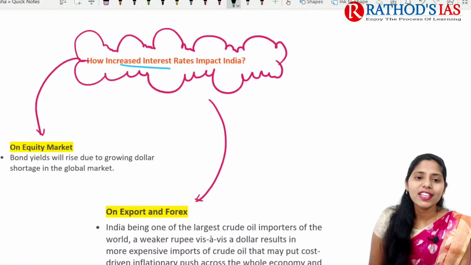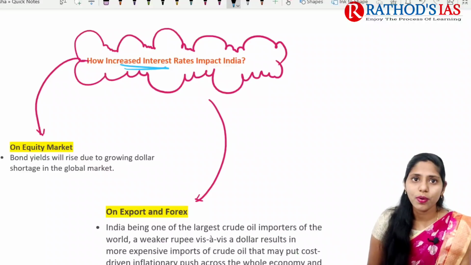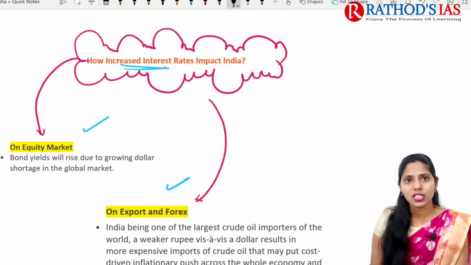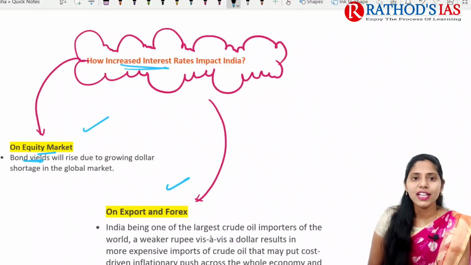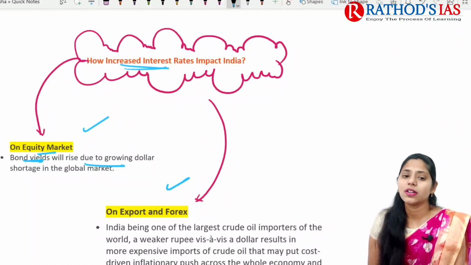Okay, so how will increased interest rate impact India? You can talk about two important things here. The first one is the equity market. The second one is exports and forex reserves. On the equity market, bond yields will rise due to the growing dollar shortage. So bond yields will increase, and it will lead to a financial burden on the government.